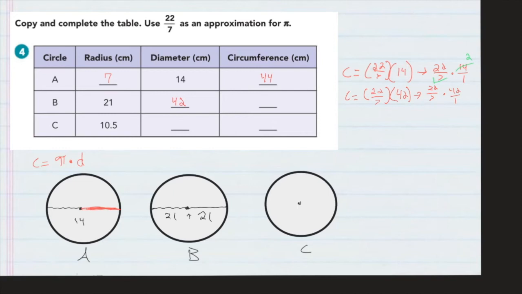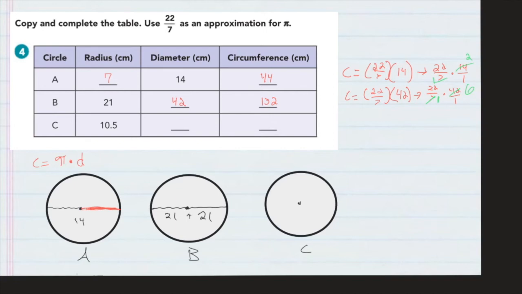So does 7 go into 42? It does. 42 over 7. It's a 1 on the bottom, and then 7 goes into 42 6 times. And that leaves us with 22 times 6, which is 132, over 1, which is just 132. So we have 132 centimeters as a circumference.